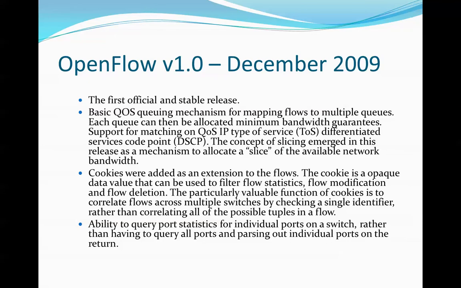In this video we're going to focus on OpenFlow version 1.0. It was the first official and stable release, and it came out in December 2009. It included a basic QoS queuing mechanism for mapping flows to multiple queues. This allowed each queue to be allocated minimum bandwidth guarantees. It also supports the QoS IP type of service, or TOS for short, and differentiated services code point, or DSCP.